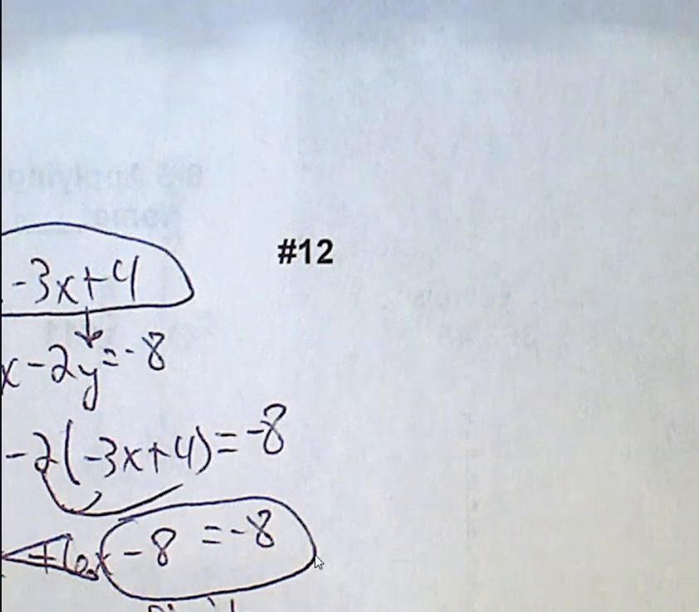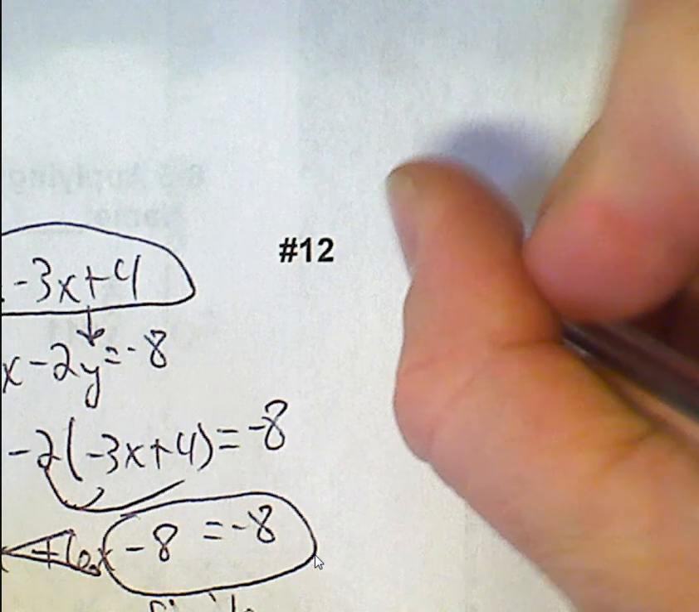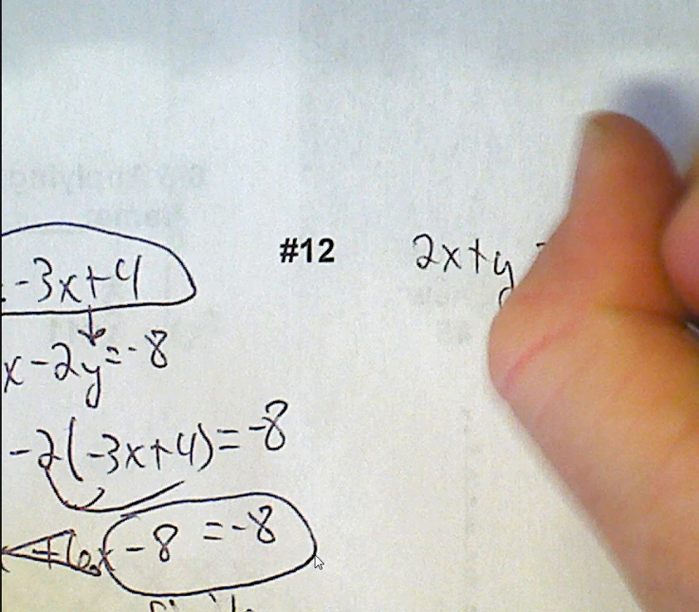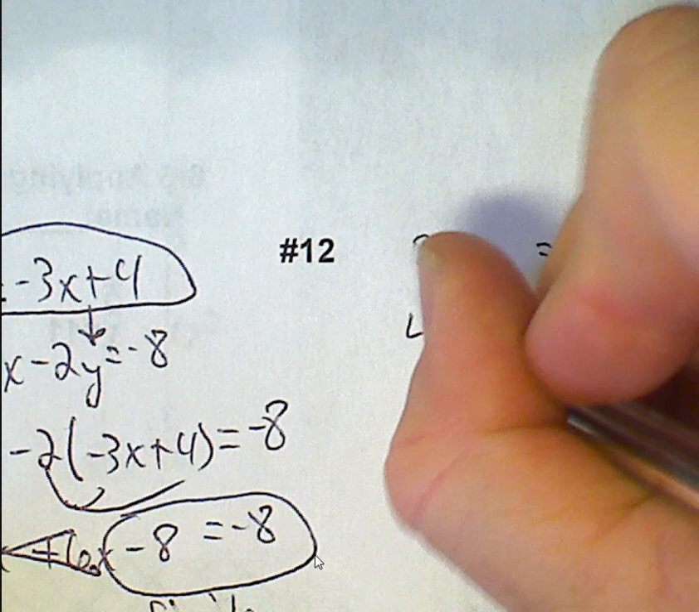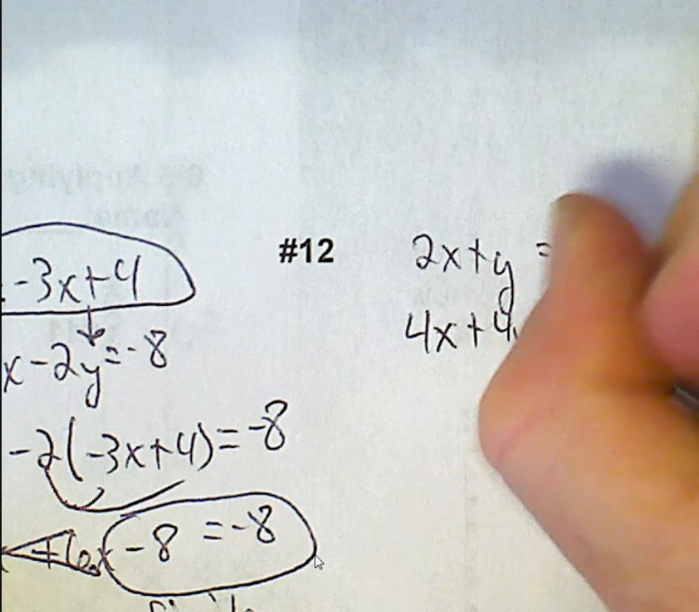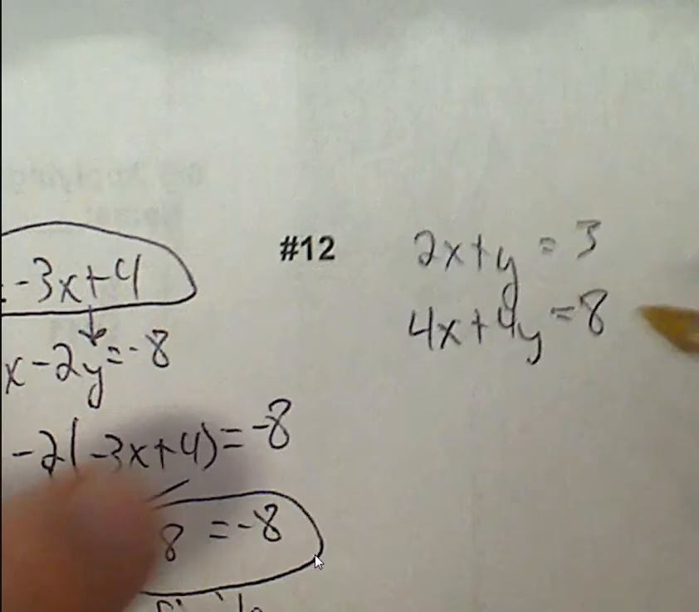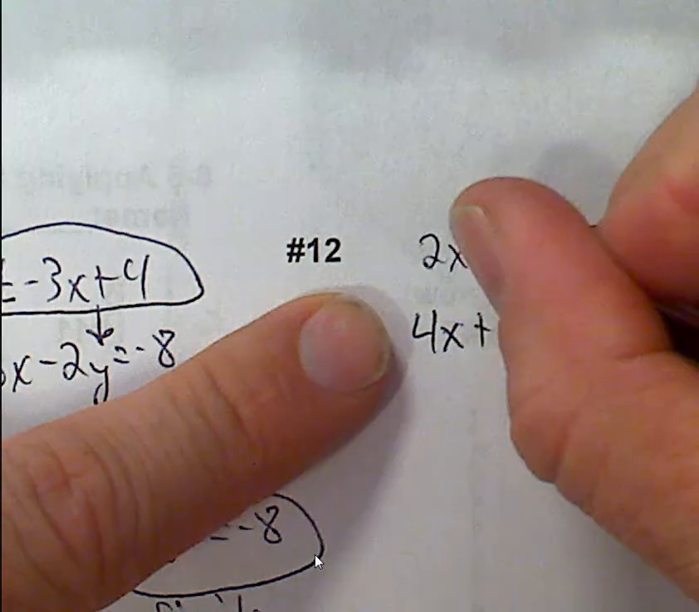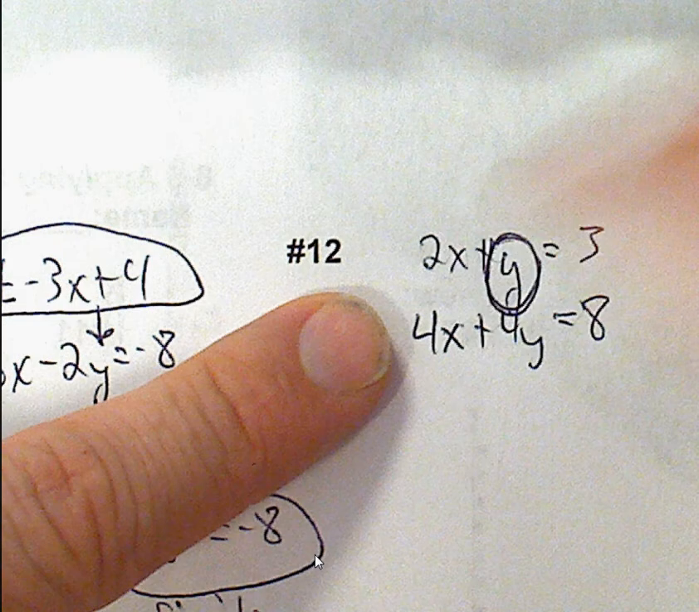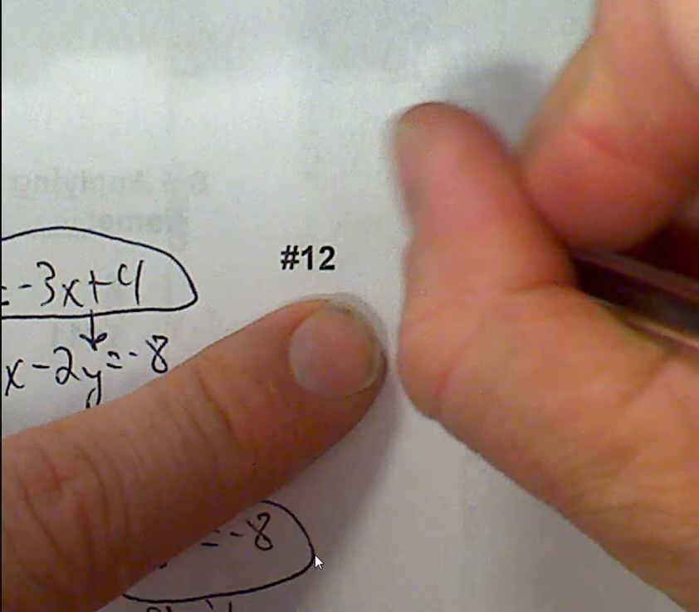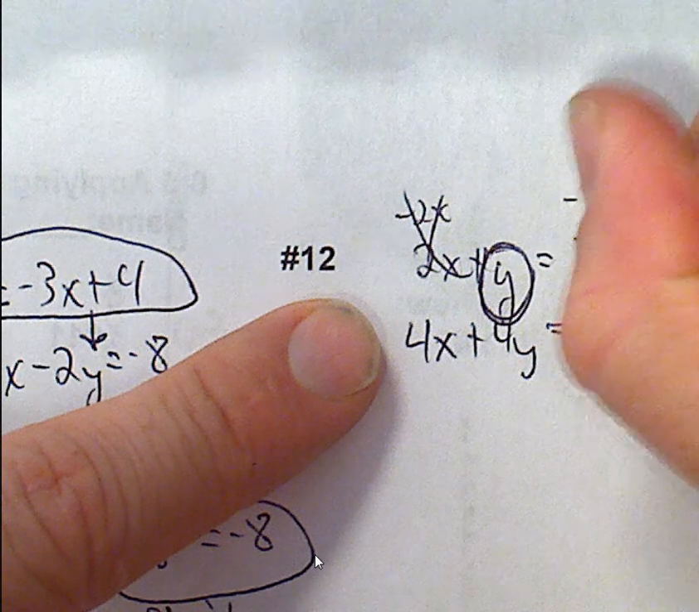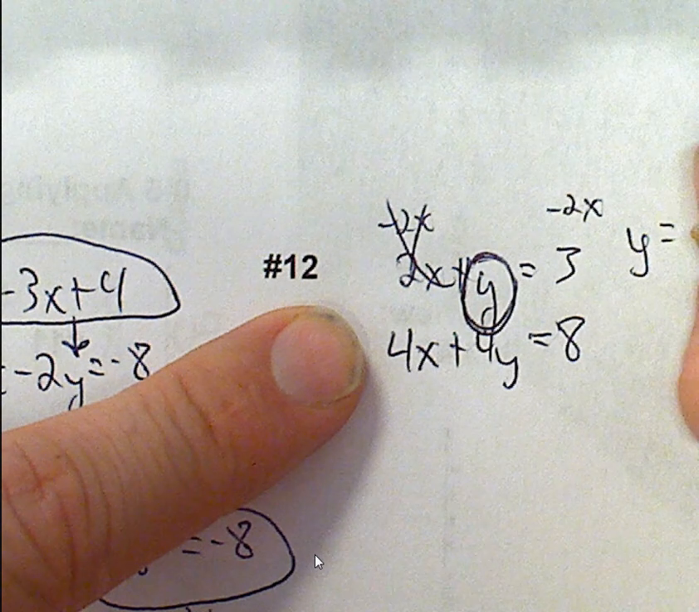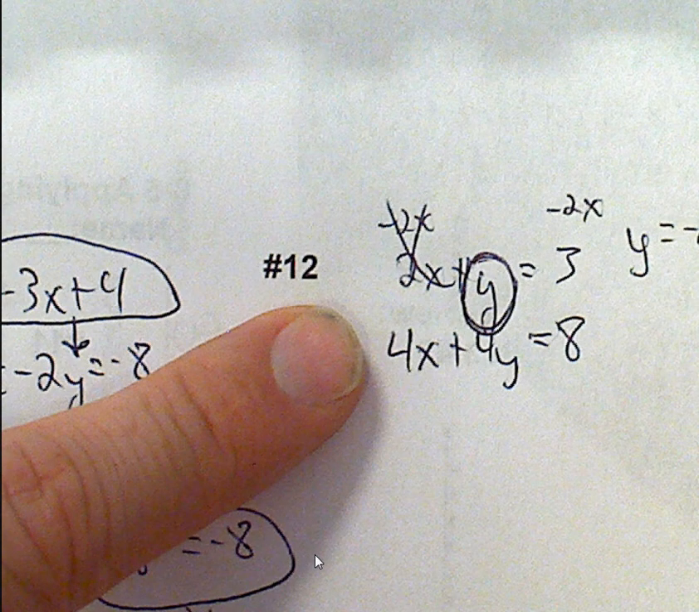Number 12. 2x plus y equals 3. 4x plus 4y equals 8. Even though this is set up to eliminate, I need to substitute because they asked me to substitute. I'm going to solve for this y first, so I'm going to get rid of this 2x. That gives me y equals negative 2x plus 3.